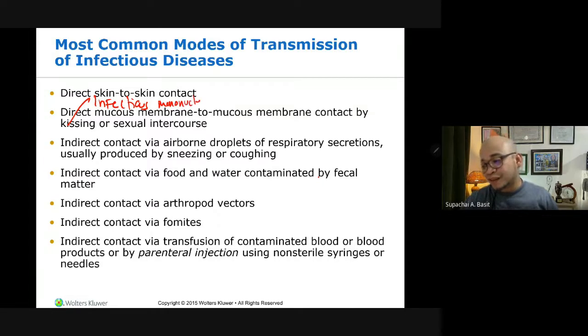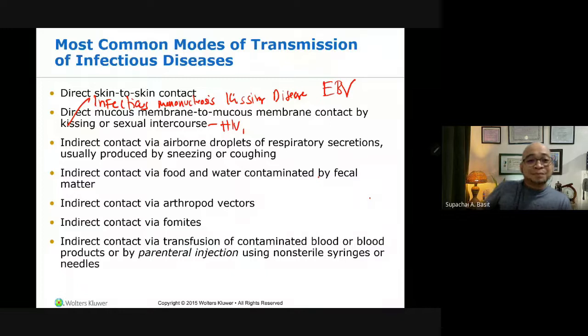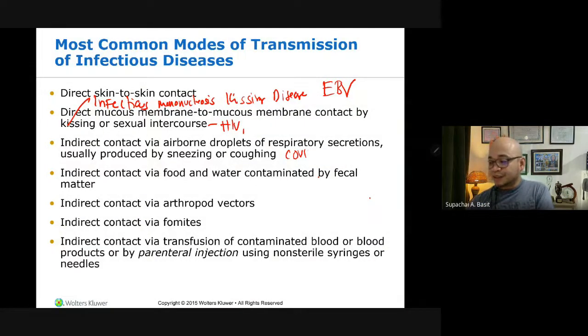Do you know that infectious mononucleosis is known as the kissing disease? And this one is caused by the Epstein-Barr virus. Sexual intercourse, you can get HIV, syphilis, gonorrhea, human papillomavirus. Okay. Indirect contact via airborne droplets of respiratory secretions, usually by sneezing or coughing. So our example here is COVID-19.